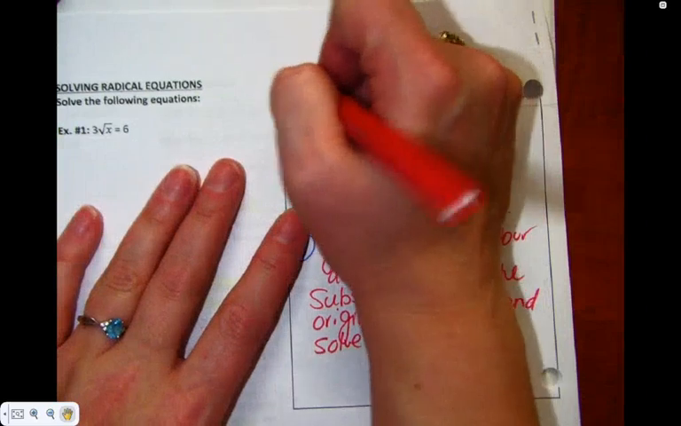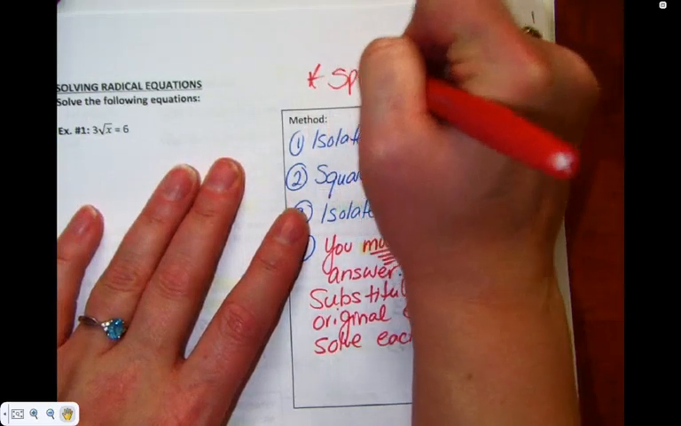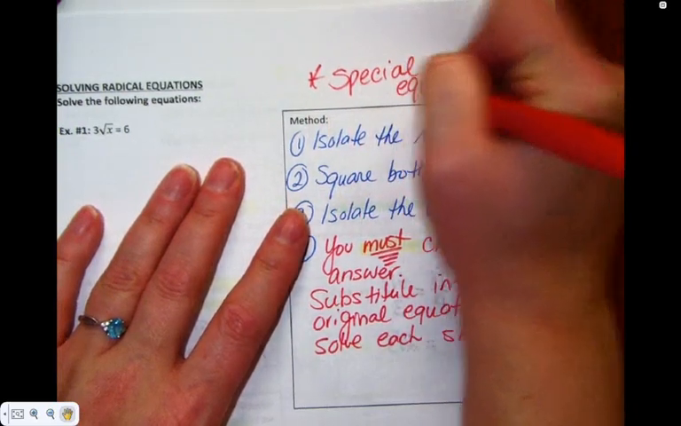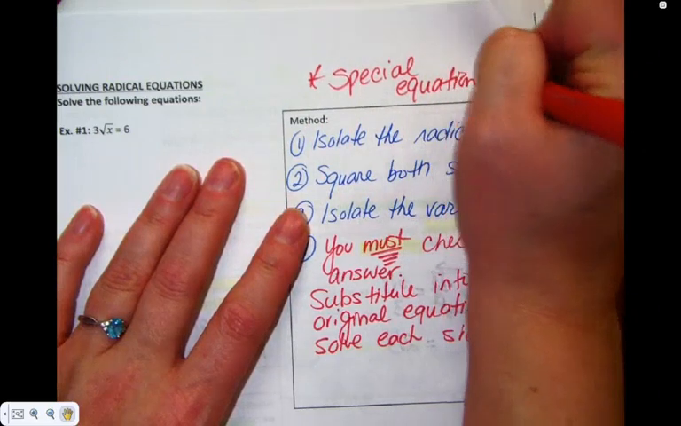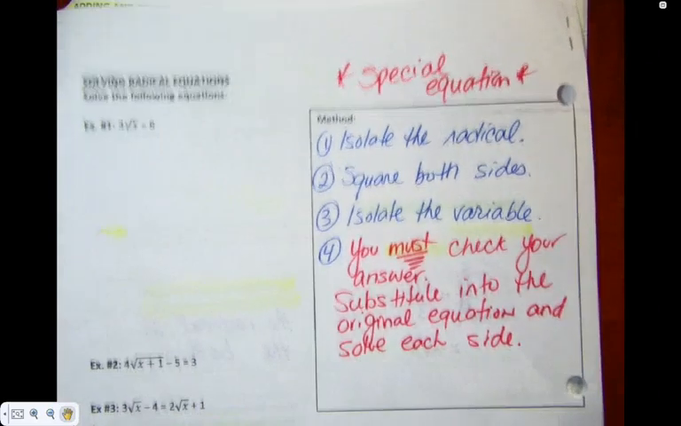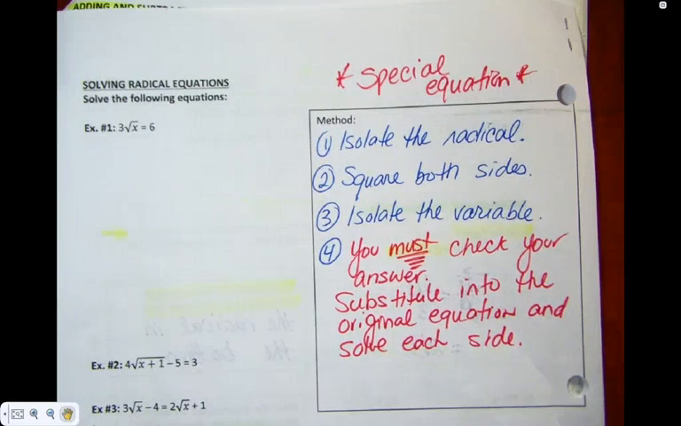So I'm going to put an asterisk up here and tell you this is a special equation. There are 4 types. Again, you'll meet the other 2 later on in this unit. You'll meet the last one in grade 12. Linear, not so special.